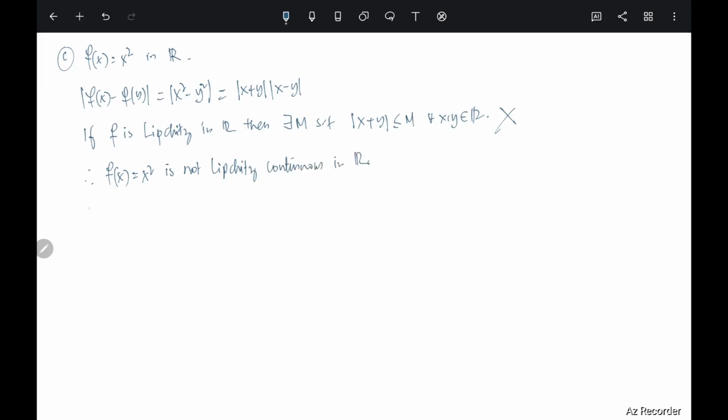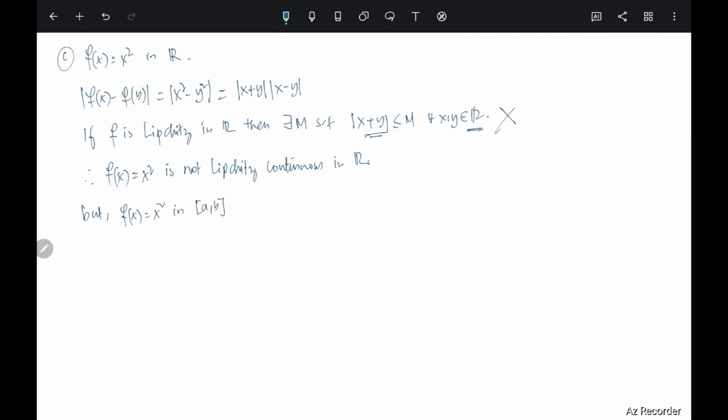Okay, but you see here the problem is this: I am choosing x, y from R, right? And R is unbounded. So essentially that is the problem, that we cannot bound it with a uniform constant, right? But if you are choosing f from a bounded set, so basically let's say f(x) = x² in a closed bounded set [a, b]. Let's just choose it like this.